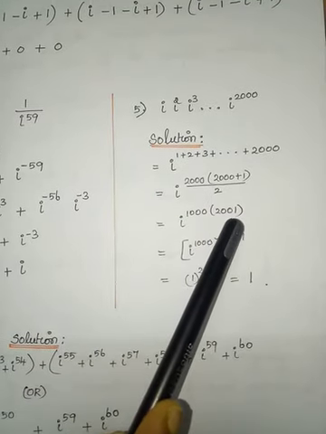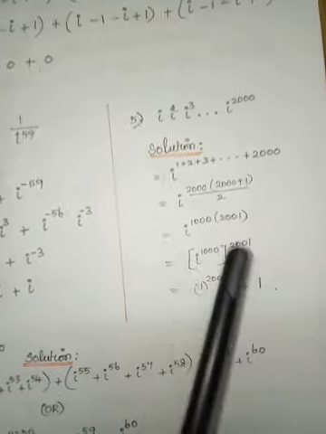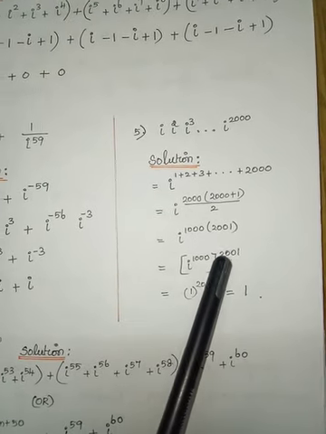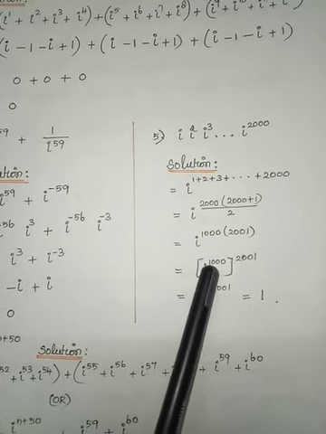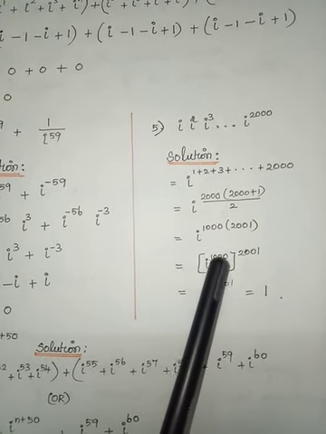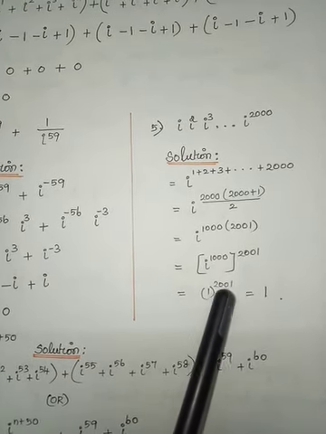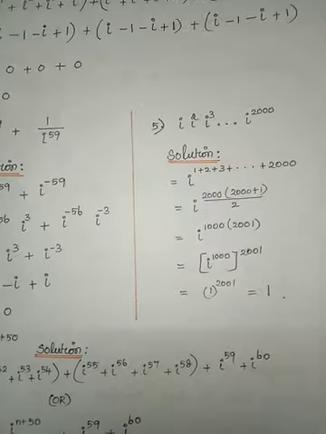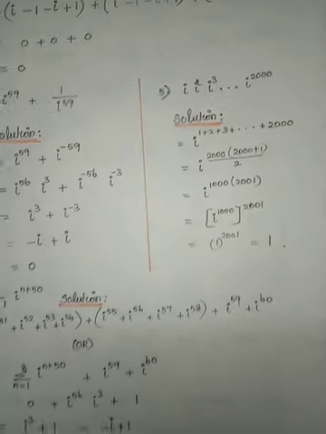1000 into 2001. How will the term be written? i power 1000 to the power 2001. 1000 is a multiple of 4, so the answer is 1. 1 to the power 2001 is equal to 1. Come to the sixth problem.